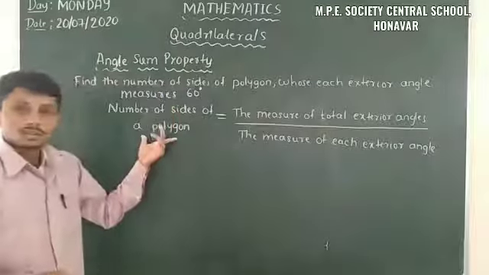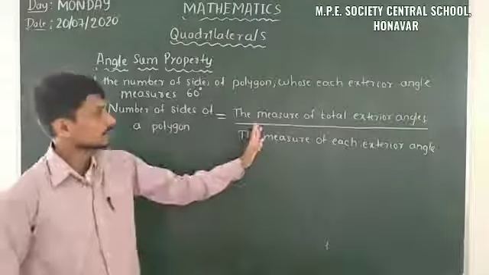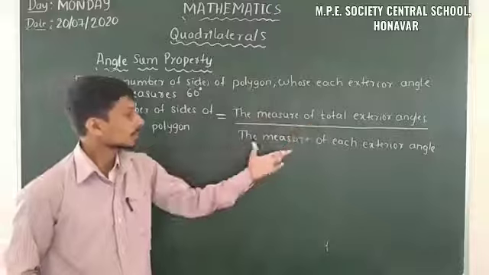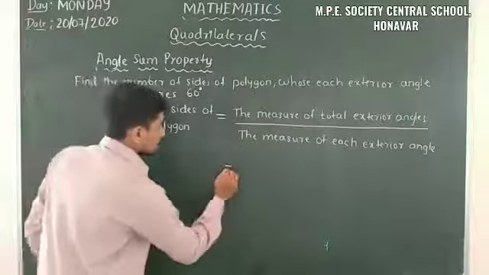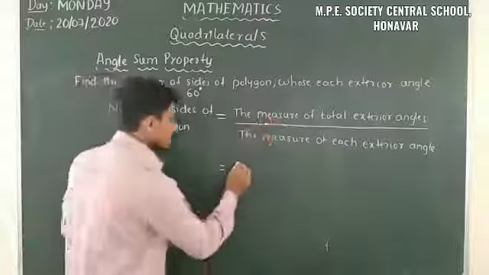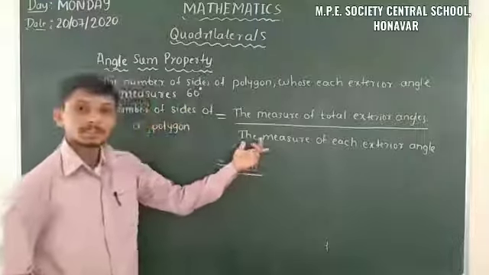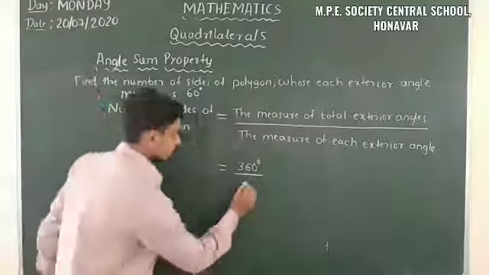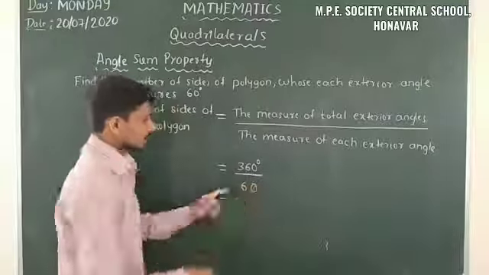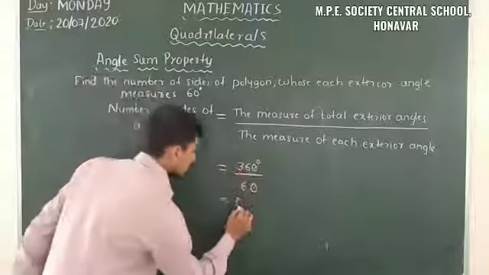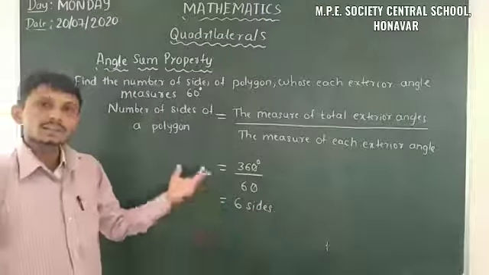So let us take this formula. The number of sides of a polygon is equal to the measure of total exterior angle divided by the measure of each exterior angle. What is the measure of total exterior angle? It is 360 degree. And what is the measure of each exterior angle here? 60 degree. So 0, 0 get cancelled, and 6 divided by 6... 36 divided by 6 is 6 sides. So this polygon has 6 sides.